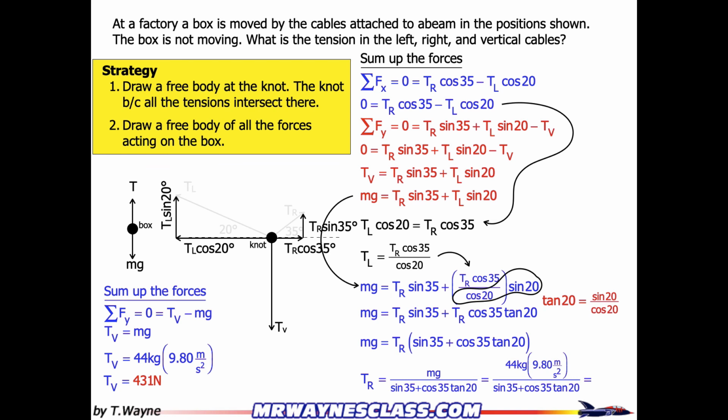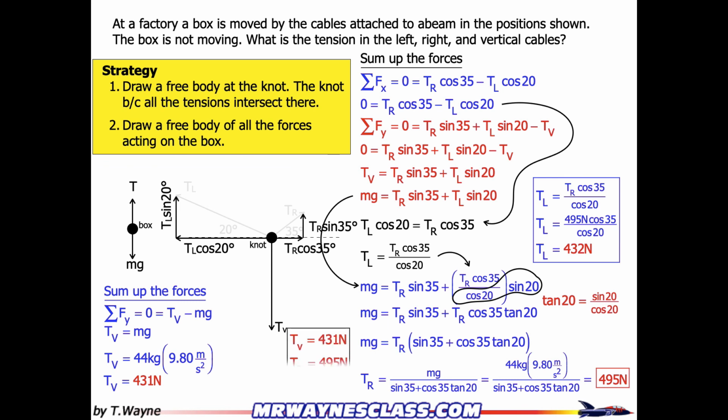And when I do all the math, remember when you're putting it in the denominator in your calculator, you got to put it in parentheses or else it won't get it right. But all that should equal 495 newtons. Man, right now looking at your paper, you look smart to everybody else. So now when I list my givens, for TL, I take TR and I put it back into my equations and do the calculations. And now I've got them all listed. So I'll just make them all known. TV 431, TR 495, TL 432 newtons.